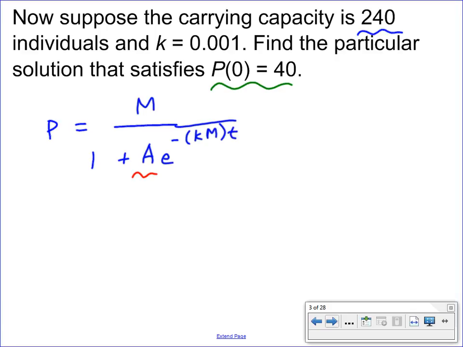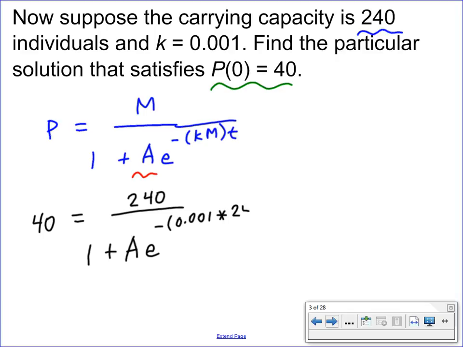So at time t equals 0, there are 40 individuals. The carrying capacity is 240. Don't know what A is yet, but we're going to figure out what it is, times e to the opposite of K, which is 0.001 times M, which is 240, times T, which is 0. And so we see that this whole exponential term, e to the 0.001 times 240 times 0, is e to the 0, which is just 1. And so we see that this denominator becomes 1 plus A.